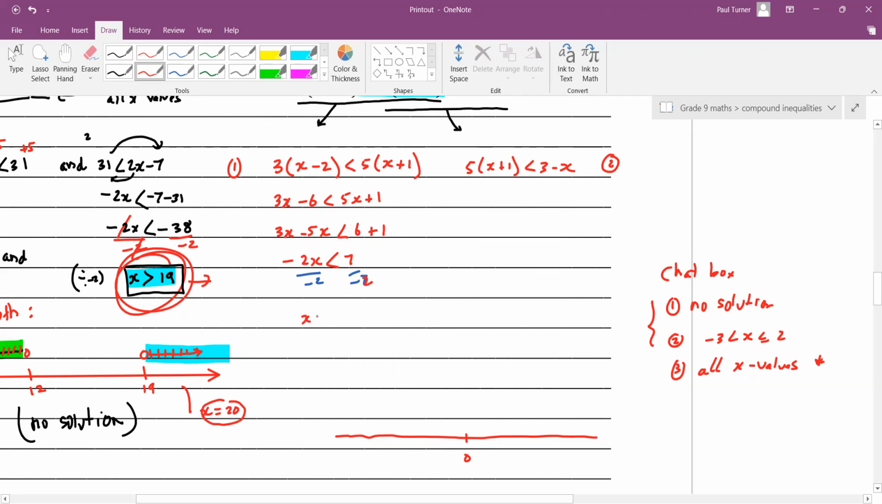So x is greater than negative 7 on 2, which is 3.5. So greater than negative 3.5, according to what I just did there. Let me have a look, I'm on the right track. So you work on that.